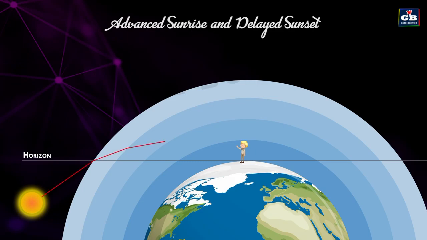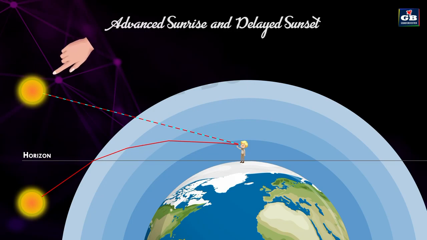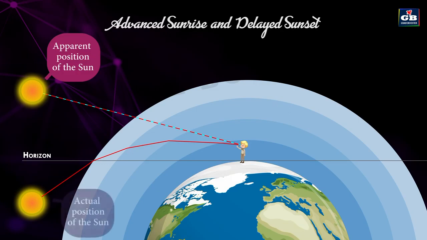When the sunlight enters the atmosphere, due to atmospheric refraction, it bends and the sun becomes visible to us before crossing the horizon. So the sun is below the horizon. The sun did not cross the horizon, but still the sun is visible to us. How? Because the sunlight is bent in the atmosphere and we are able to see the sun. So this is not the actual position of the sun. It is the apparent position of the sun. Due to atmospheric refraction, the sun is visible to us about 2 minutes before the actual sunrise. So 2 minutes before the actual sunrise, we are able to see the sun because of atmospheric refraction.